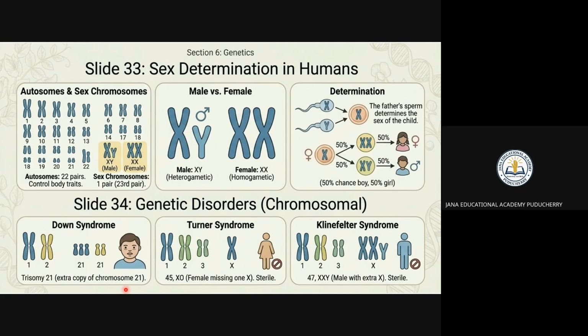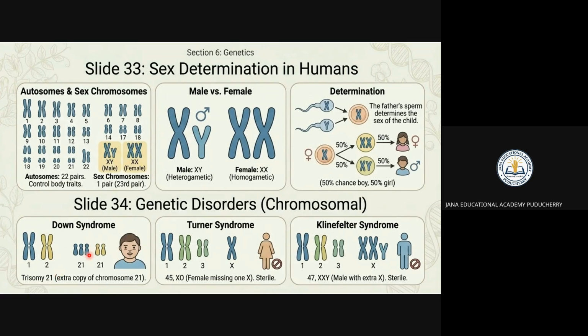Here you see that extra copy of 21. That is nothing but Down syndrome, right? You see here, the female is missing one X. That is nothing but sterile. You can say that is Turner syndrome. It has only 45 chromosomes, not 46. One chromosome is fewer, which means one X is missing. That is nothing but Turner syndrome. You have to keep it in mind.